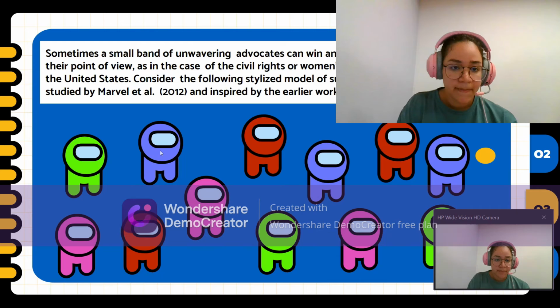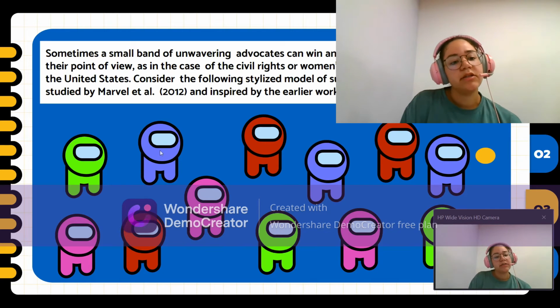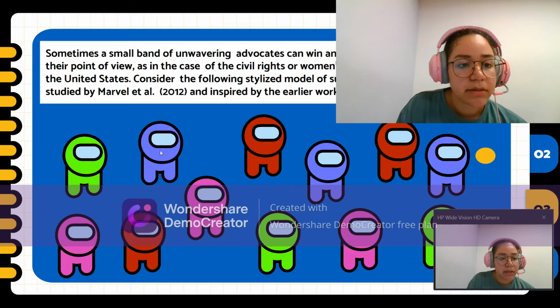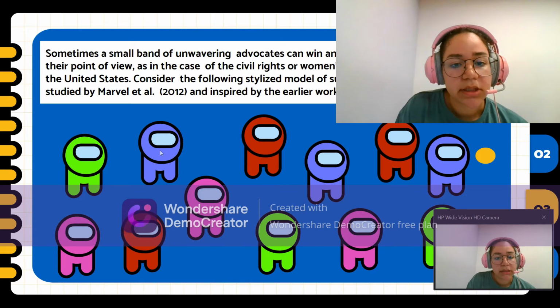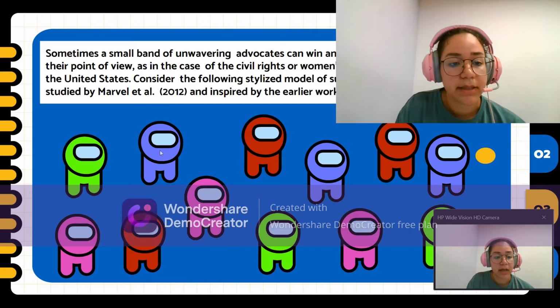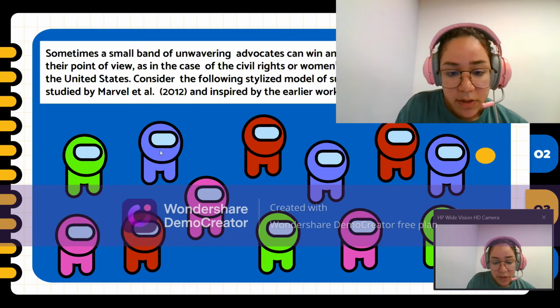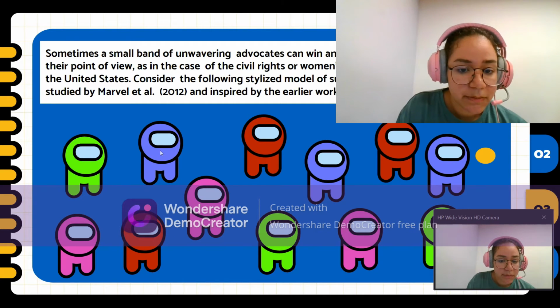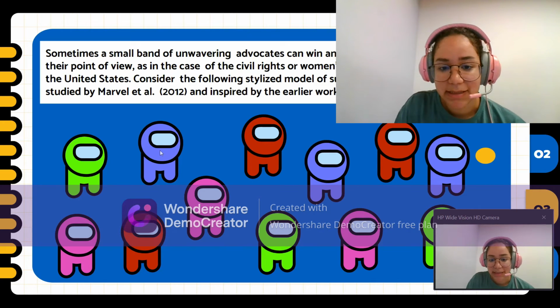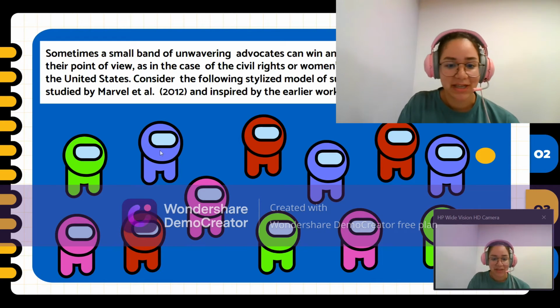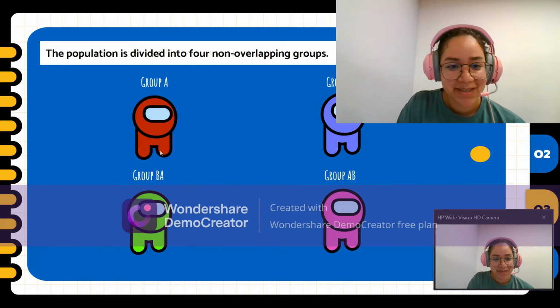Now we're going to go into the example, the power of true believers and their relation to bifurcation. Here is part of the question statement. Sometimes a small band of unwavering advocates can win an entire population to their point of view. Consider the following stylized model of these situations, as studied by Marvel. I decided to go with the Among Us theme, so that's why they're all there.